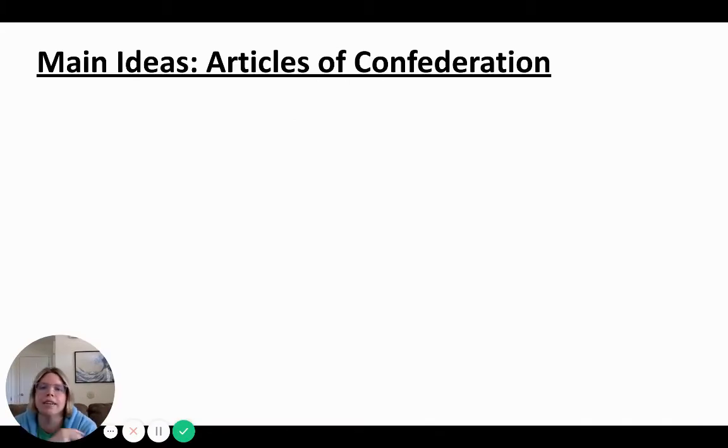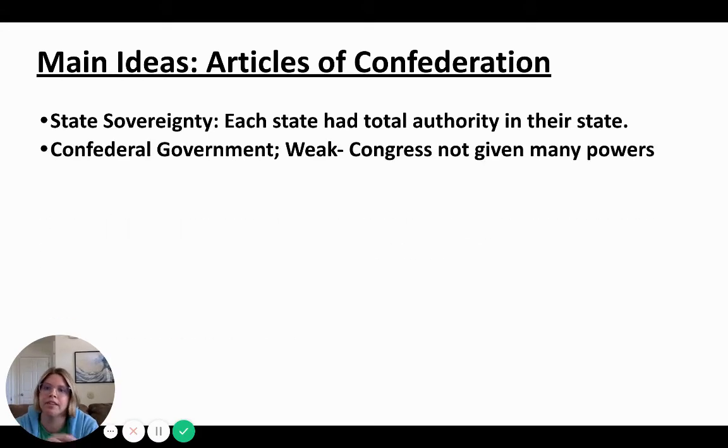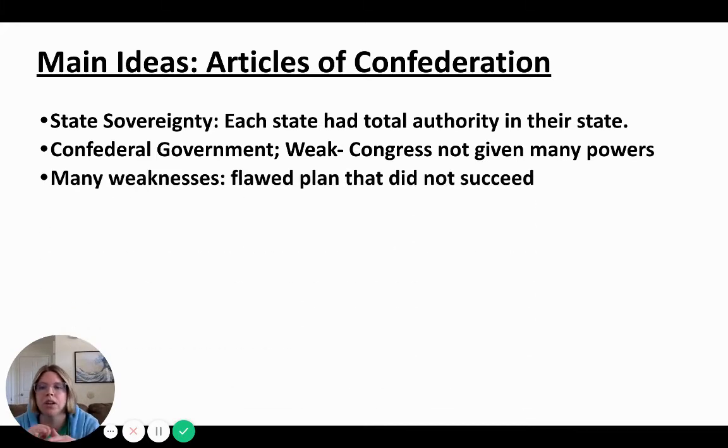So what are the main ideas of the Articles of Confederation? State sovereignty is the main idea of the Articles of Confederation. That state sovereignty, every state had total control, total authority over their state. Now we don't have state sovereignty. The state of California doesn't get to control everything that happens in California. There's definitely federal laws that control what California does. But back in the day, the states had total control. It was a confederal government, so it was very weak. Congress was really not given many powers. Many weaknesses. It was a flawed plan that did not succeed.